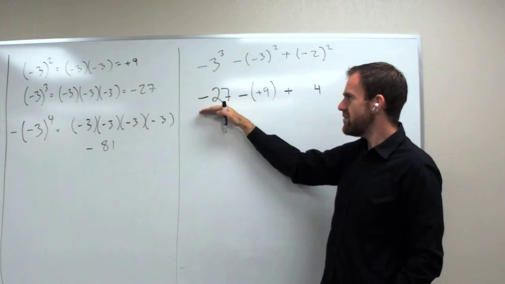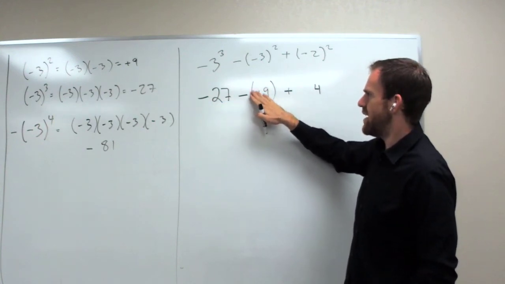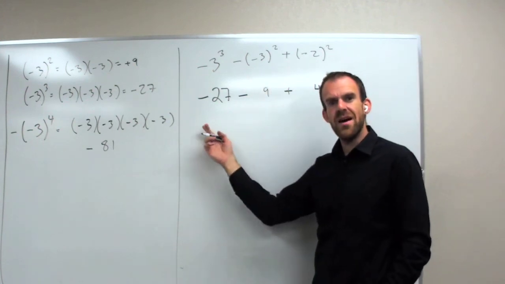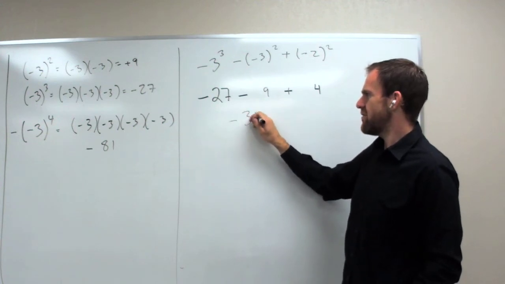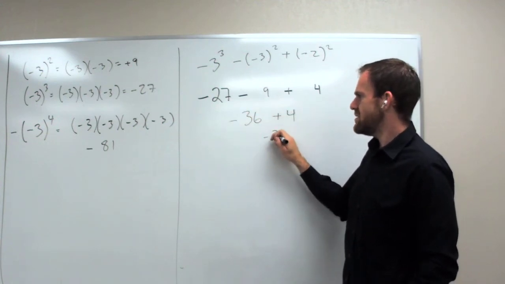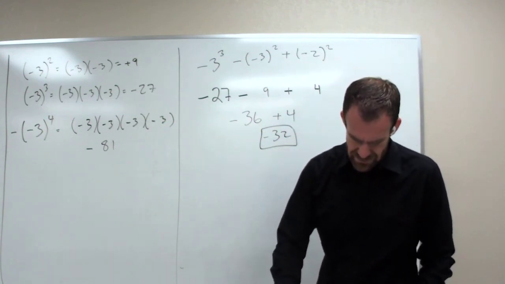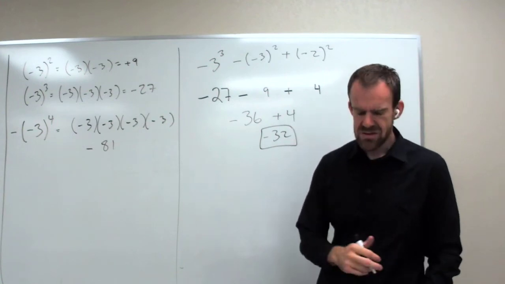So now I have negative 27 minus positive 9, which is the same as minus 9, plus 4. I'll do my addition and subtraction left to right. Negative 27 minus 9 is negative 36, plus 4 is negative 32. All righty. So next, let's talk about roots.